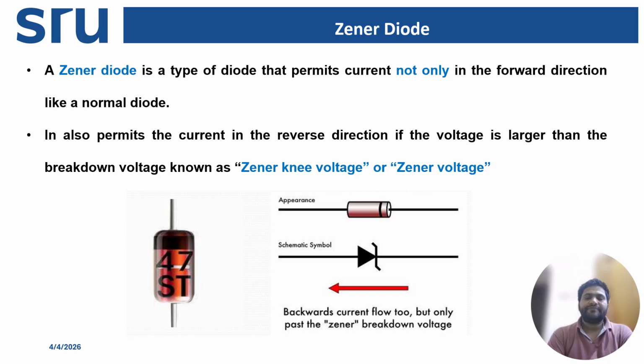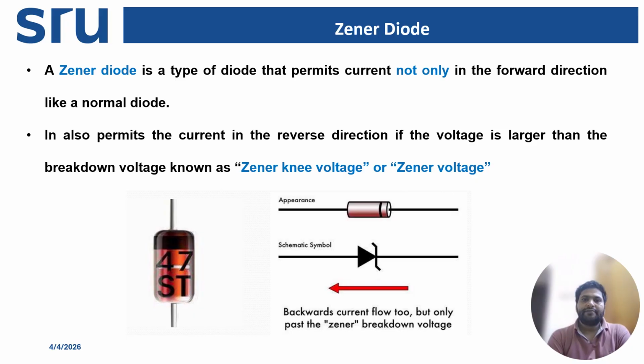So what is the principle of working? When a Zener diode is reverse biased, initially only a small reverse current flows. When the reverse bias voltage reaches a specific value called the Zener voltage, breakdown occurs and the current increases sharply, but the voltage across the diode remains almost constant. This constant voltage makes it very useful in electronic circuits.